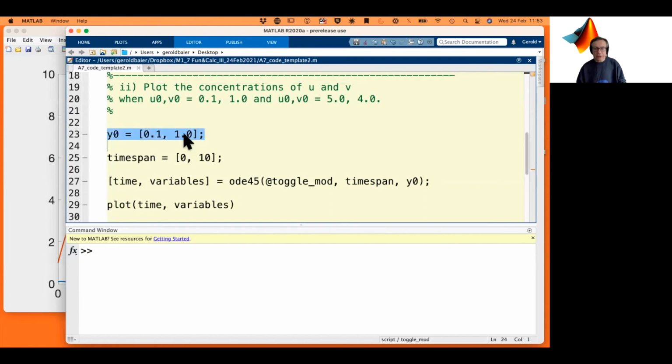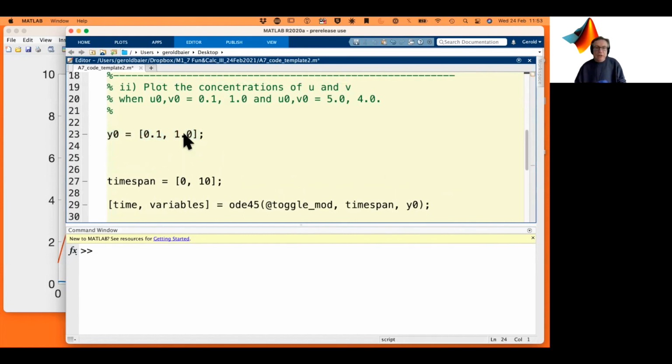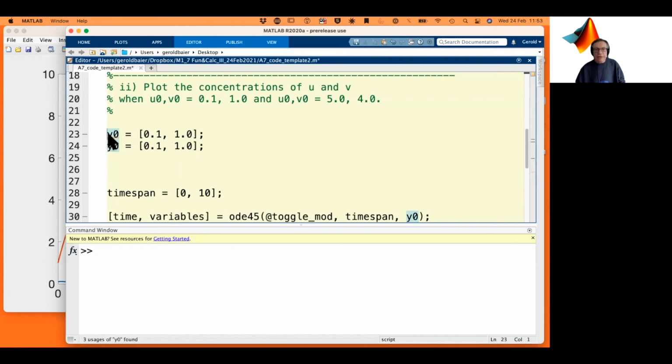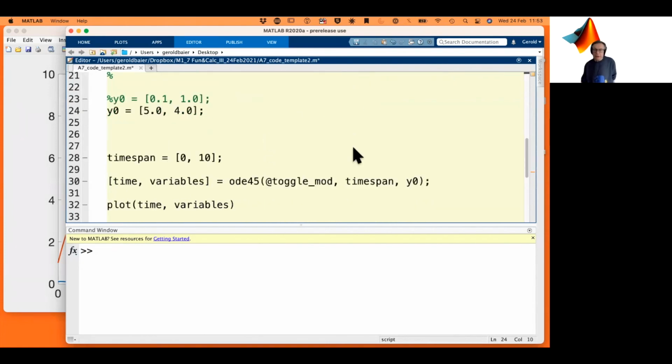I think I just keep this here. So I make a copy of this. I comment the first thing, and then I put 5 and 4, just so we can switch back and forth if needed. Put 5.0 and 4.0 as it's according to the instructions. And then repeat that simulation.